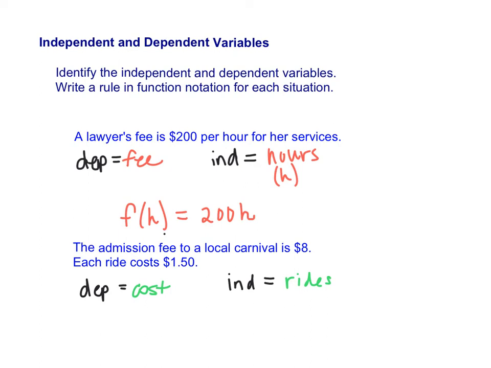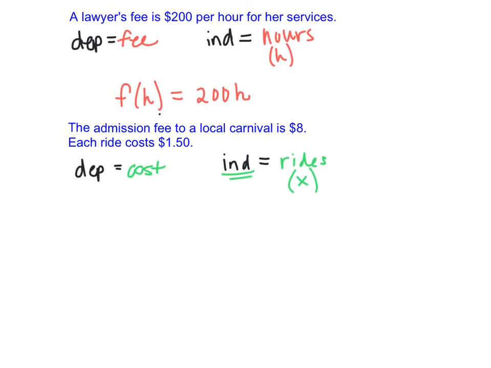So we're going to let a variable represent our independent variable. We'll maybe just call this one X. And we're going to write a function in function notation for this. So we're going to say f of x equals, now this f of x is going to represent our total cost.